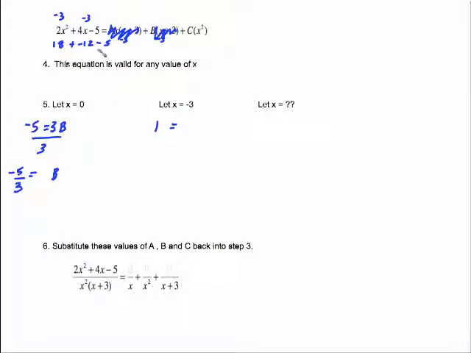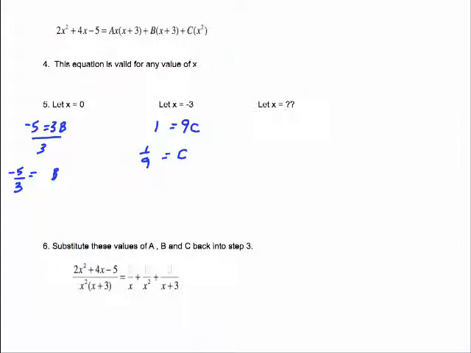Now your choice. I did that in my head. You can type that in the calculator if you want to. Put negative 3 in here. Negative 3 quantity squared is 9C. And we end up with C is 1/9. So those were values of x that we chose that would be easy arithmetic.